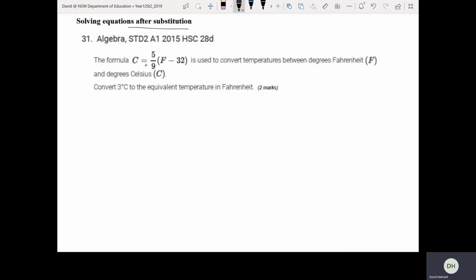So here's an example of converting between Fahrenheit and degrees Celsius. We want to convert 3 degrees to Fahrenheit. The key thing is to note which letter 3 degrees Celsius is. Is it F or is it C? It's degrees Celsius, so that's C. So C is 3, and we substitute that in. We get 3 equals 5 over 9 bracket F minus 32.